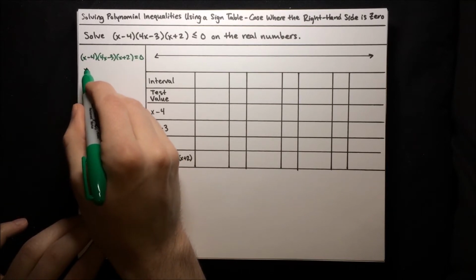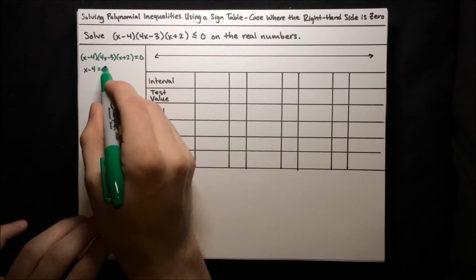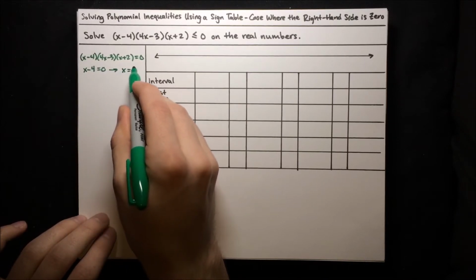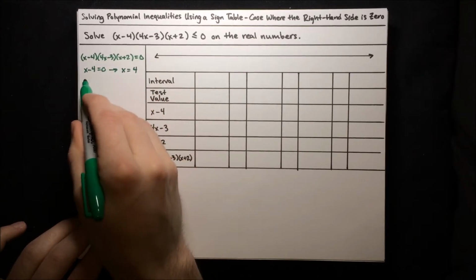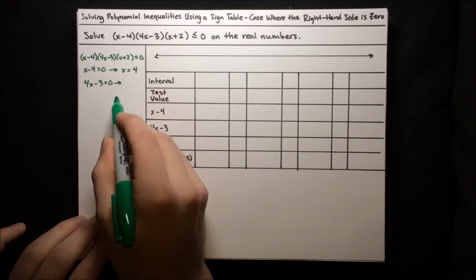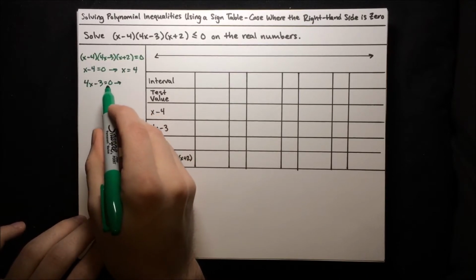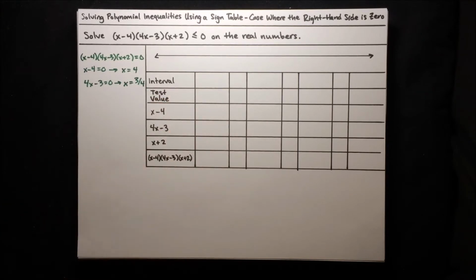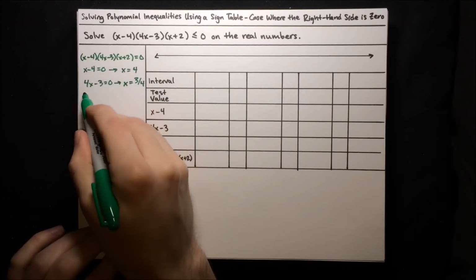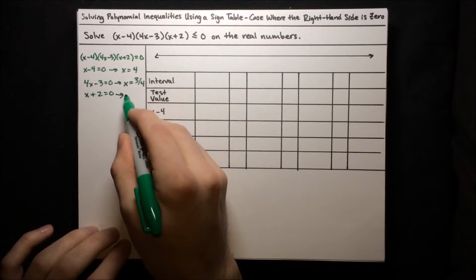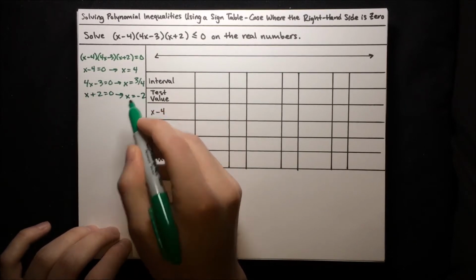First of all, there's x - 4 equals 0, and that gives us a solution x equals 4. There's also 4x - 3 equals 0, and that gives us a solution, add 3 to both sides and divide by 4, x equals 3/4. And lastly, x + 2 equals 0. Just subtract 2 from both sides to get x equals -2.